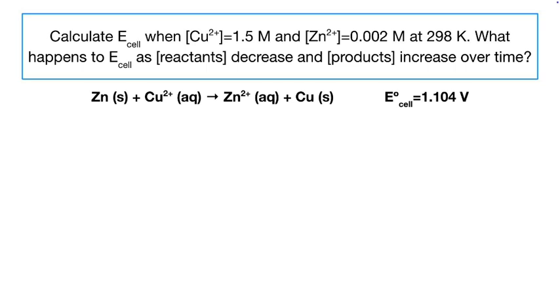So, calculate your cell potential when the copper ion is 1.5 molarity and the zinc ion is 0.0002 molar at 298 Kelvin. What happens to the cell potential as reactants decrease and products increase over time? So set up your expression. We probably want that Nernst equation.